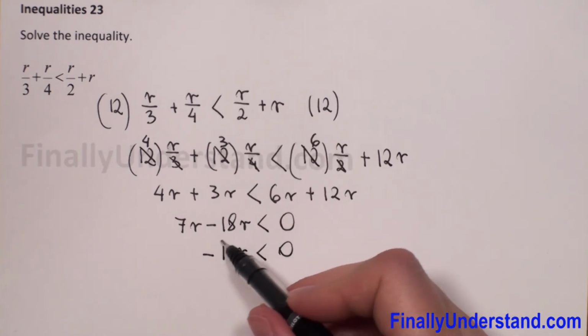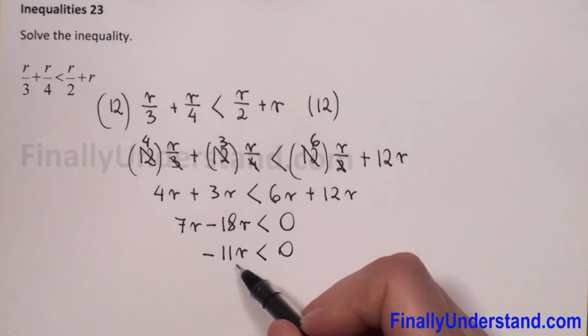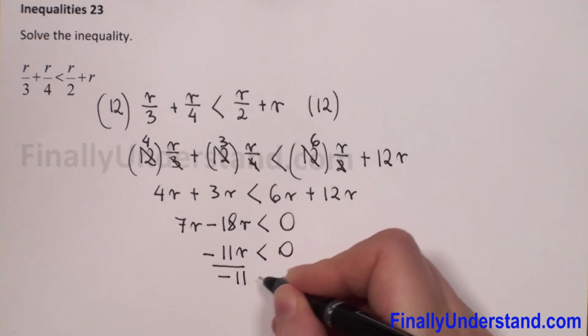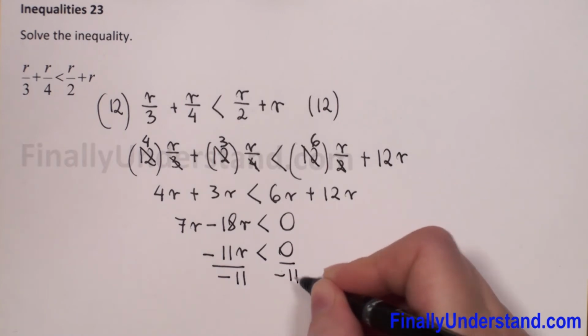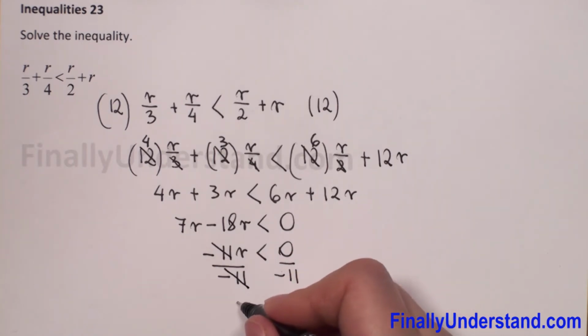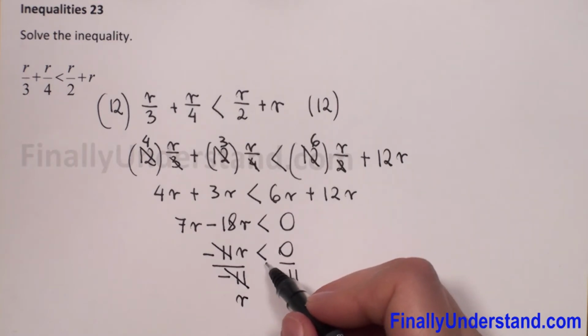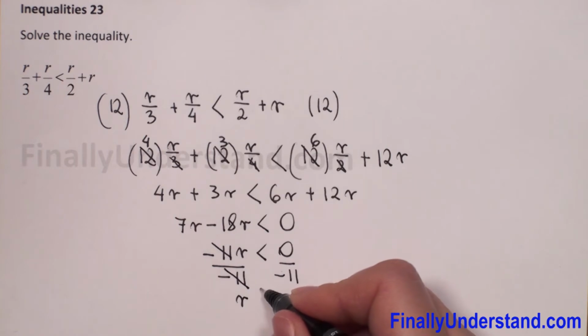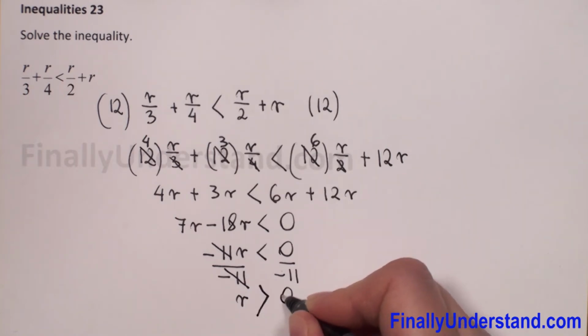Now to reduce negative 11, I have to divide both sides by negative 11. Negative 11 and negative 11 will cancel, and I have r, and because I divide by a negative number, I have to change the direction of the inequality. It will be r is greater than 0.